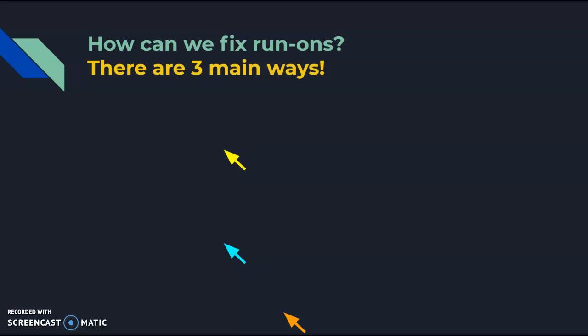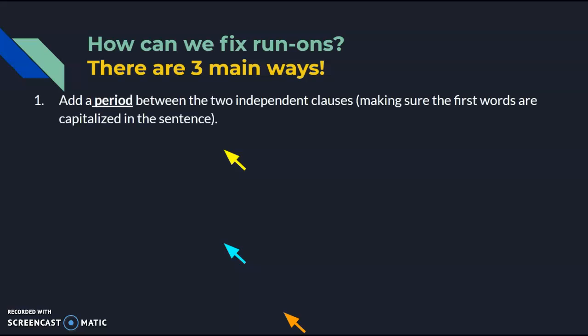So, how can we fix these run-ons? There's three main ways. Firstly, you can add a period between the two independent clauses, making sure the first word is capitalized in the sentence. So Carrie ran to the store, period. She got bread and cheese. We have two distinct sentences, each having an independent clause.